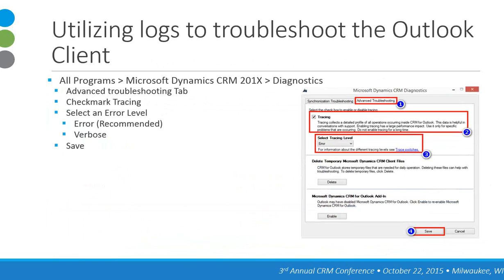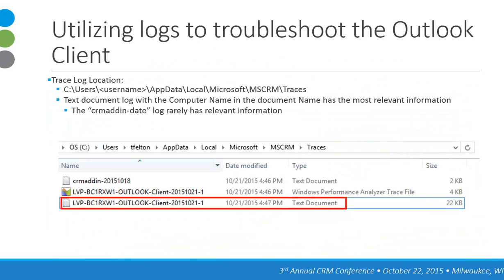At this point, you would want to open Outlook, reproduce any errors that you are having with the CRM for Outlook client, and then turn this off again right away. The trace log location is in the user's profile folder under AppData, Local, Microsoft, MSCRM, Traces. The log you're most interested in is the log that has the computer name in the document. The CRM add-in log with the current date is rarely relevant and often has a lot of useless information in it.